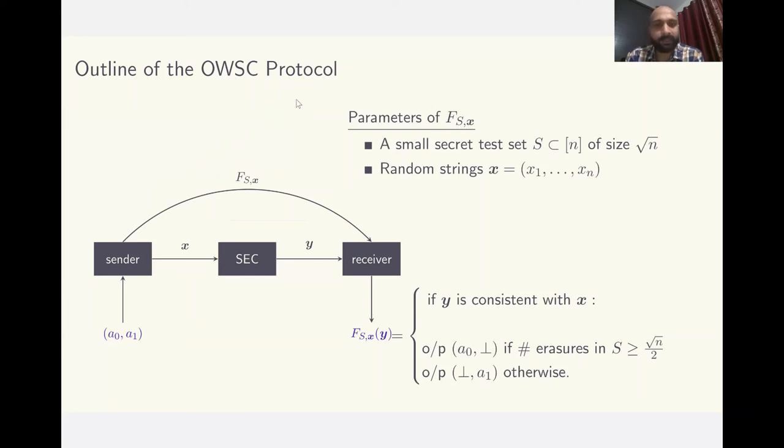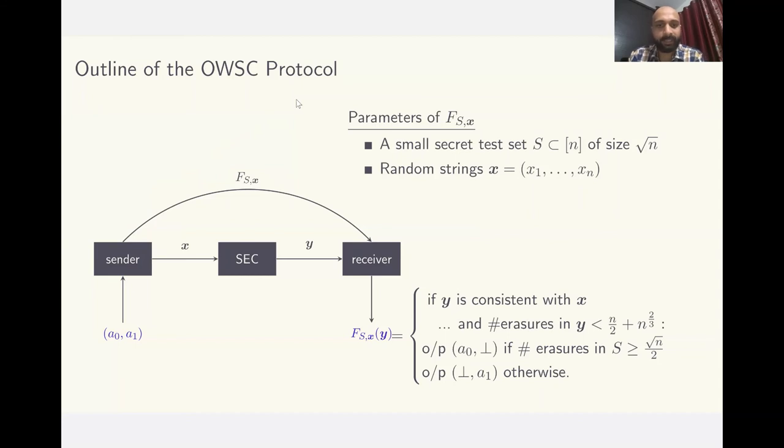However, when the receiver receives a string in which a majority of the positions in S are unerased, it can decode A1, but it can also try to decode A0 as follows. All it needs to do is get a majority of the indices in S erased. But this is easy to do. Although the receiver does not know the location of the secret set S, it can erase a large number of indices arbitrarily, hoping to get a majority of the indices in S erased. And this is a valid attack.